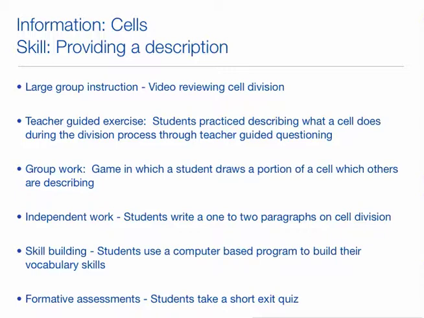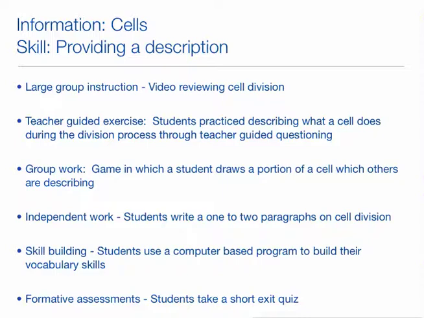Then the students moved to a group activity, and that was a game in which a student draws a portion of the cell that others are describing. Up on a board or on a piece of paper, students may be using words to describe an object or function of a cell, and the student would have to draw it out. Students get immediate feedback on whether or not it's correct. The teacher can also gauge whether students are actively involved in the process, since it's a game you can easily monitor.